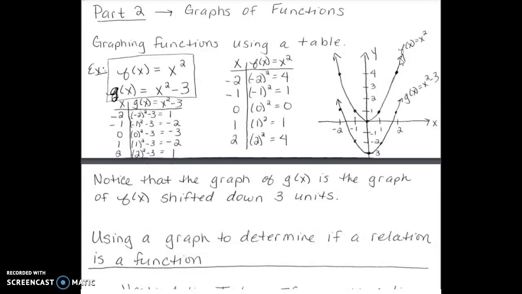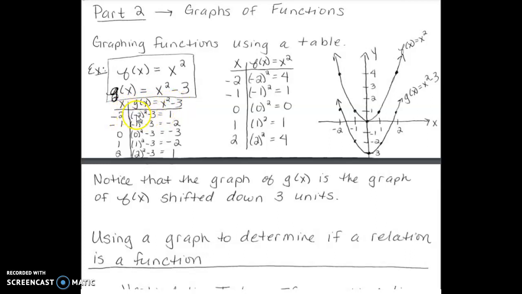Okay. Our next function we're asked to graph on the same coordinate plane is g of x equals x squared minus 3. So again, we set up the same way, choosing these values for x, or they might give you values that they're asking you to use for x. If not, you just choose your own set of x values. And then g of x equals, this time, x squared minus 3.